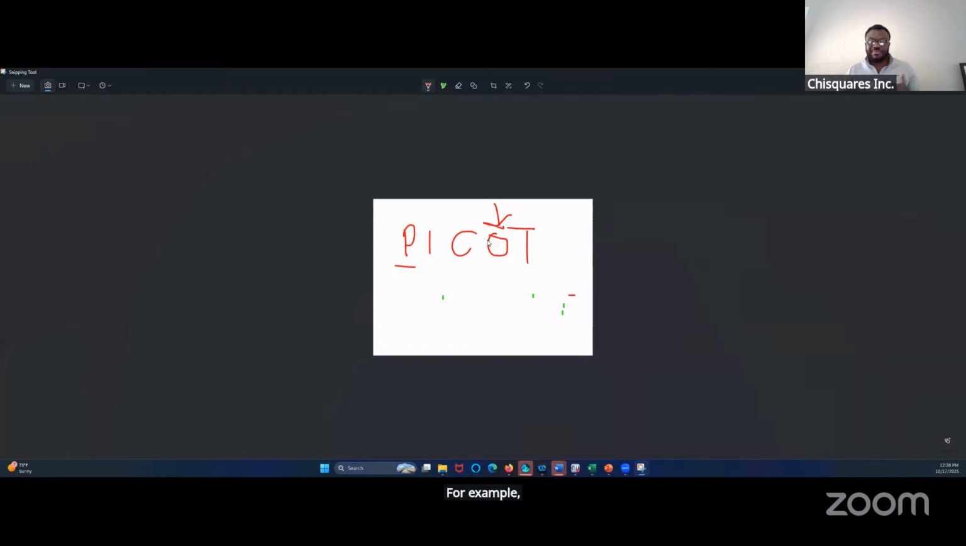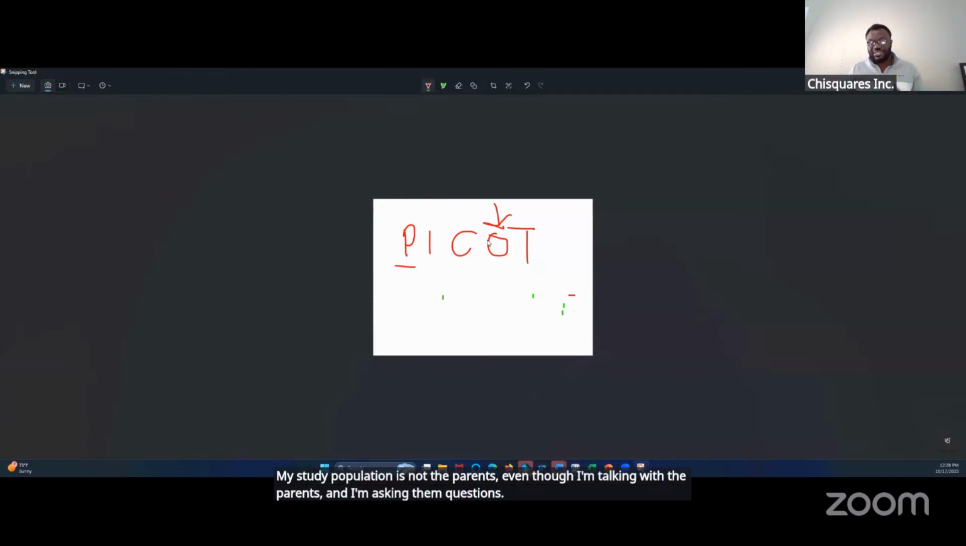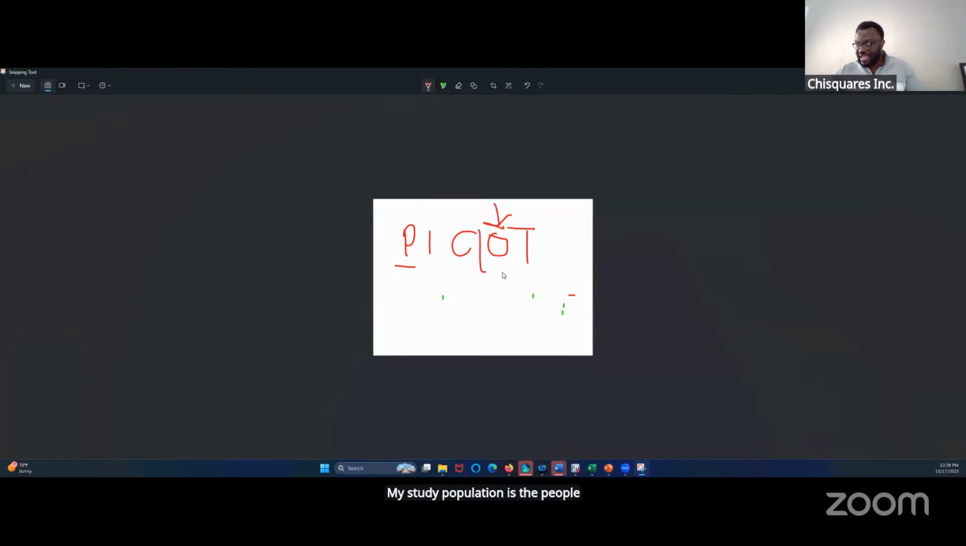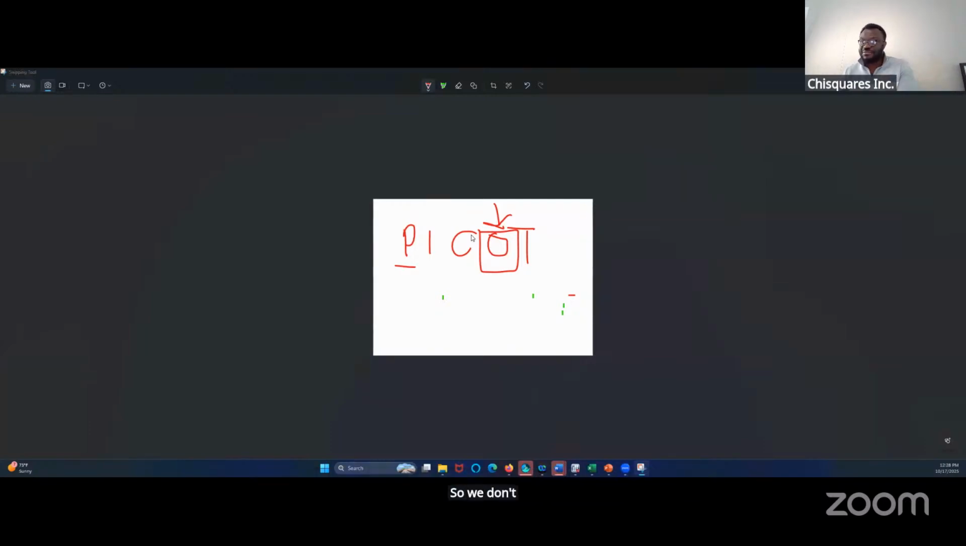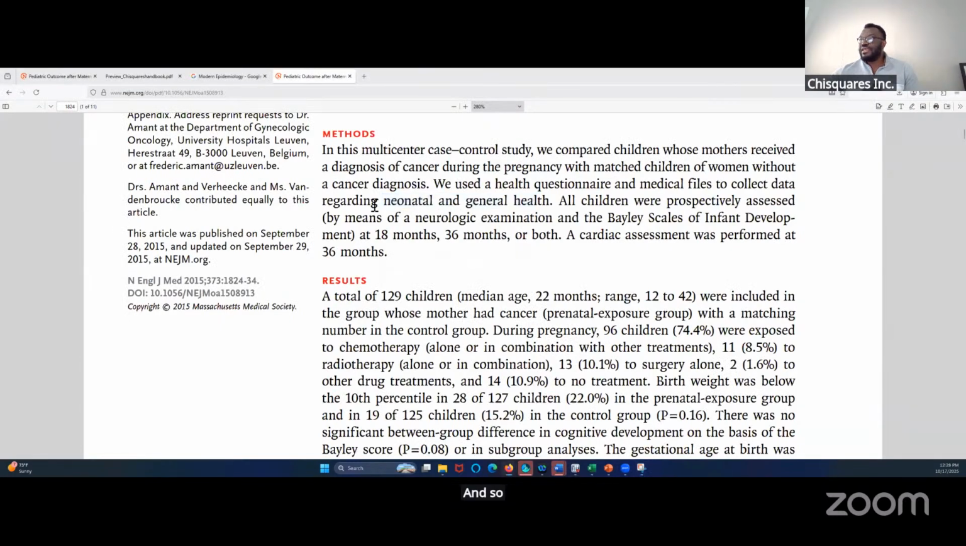For example, I might be interested in childhood caries, and I'm asking the parent questions about the child because the child can't talk. Well, my study population is not the parents, even though I'm talking with the parents and asking them questions. My study population is the people among whom I'm assessing the outcome. And in this case, as long as the outcome is being assessed among the children, it is the children that is my study population. So we don't want to mix this up. And so here we have established that the population is the children.